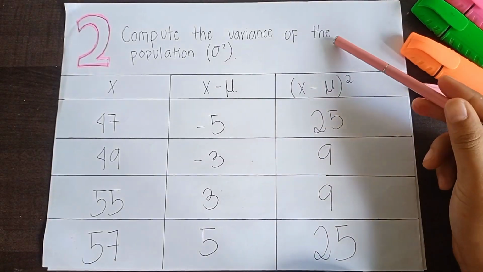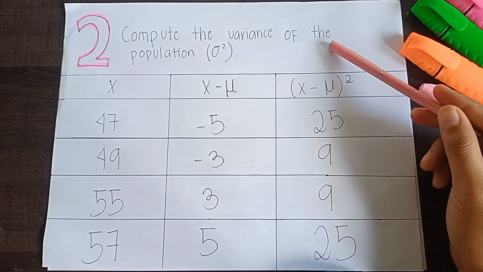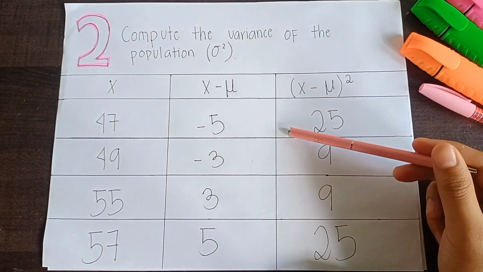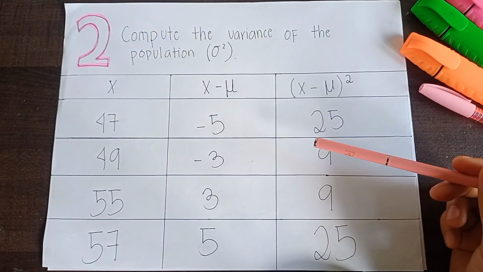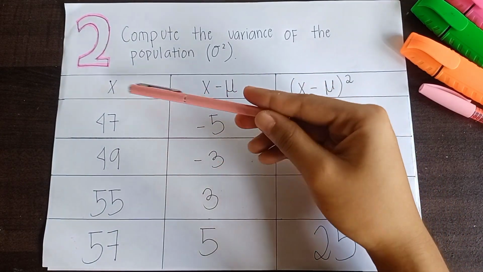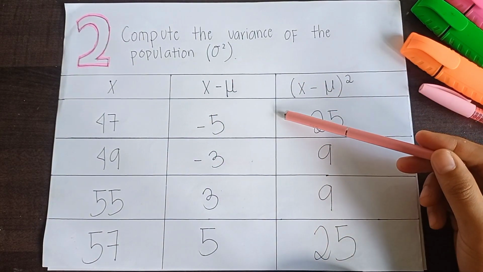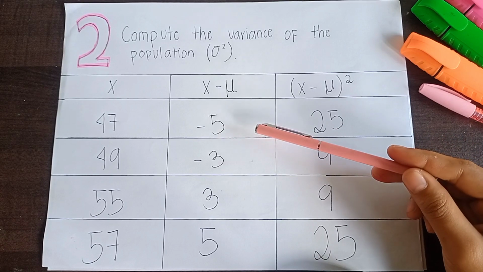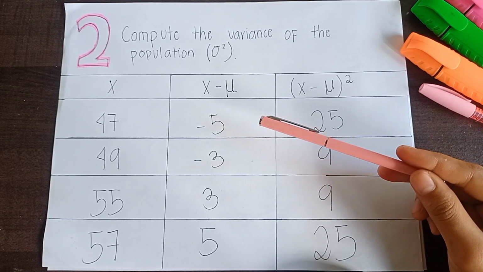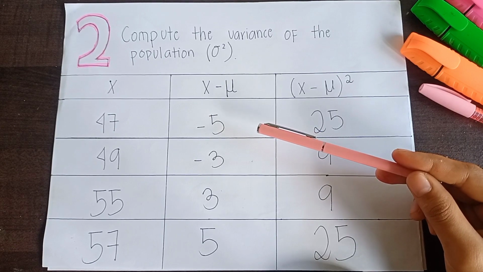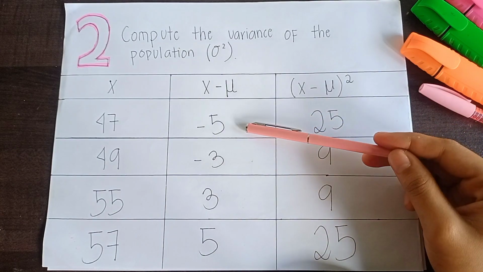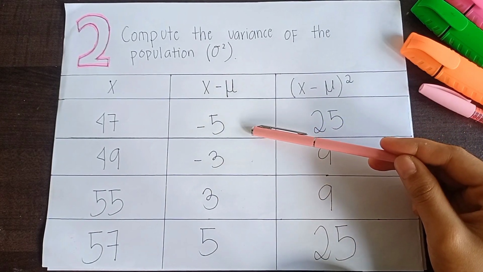Step 2. Compute the variance of the population. What we are going to do here is construct a table with 3 columns, where the first column will contain the elements of the population represented by x. The second column will contain the difference between the elements of the population and the mean of the population, which is 52 that we have earlier in our previous step. And the third column will contain the square of the answers in the second column.